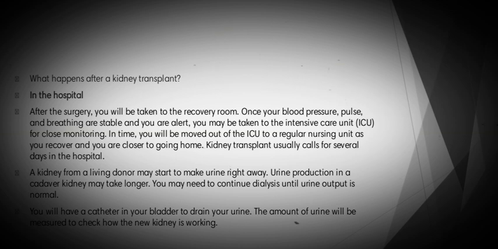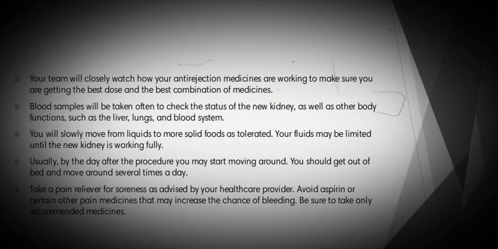A kidney from a living donor may start to make urine right away. Urine production in a cadaver kidney may take longer. You may need to continue dialysis until the urine output is normal. You will have a catheter in your bladder to drain your urine. The amount of urine will be measured to check how the new kidney is working. Your team will closely watch how your anti-rejection medicines are working to make sure you are getting the best dose and the best combination of medicines.